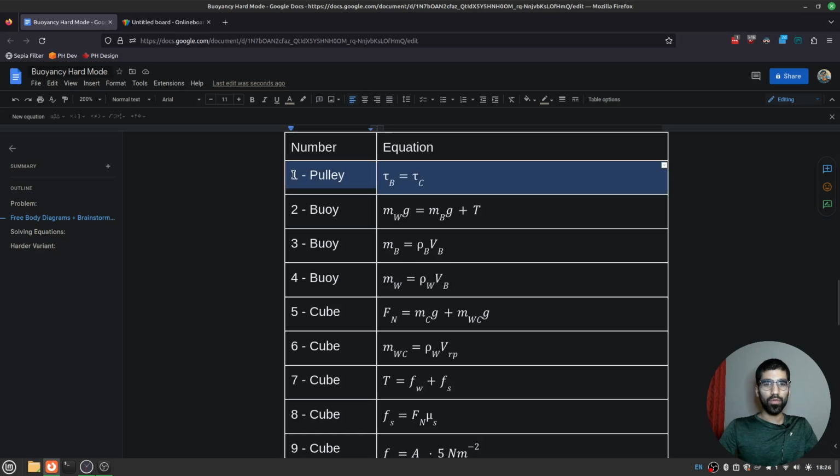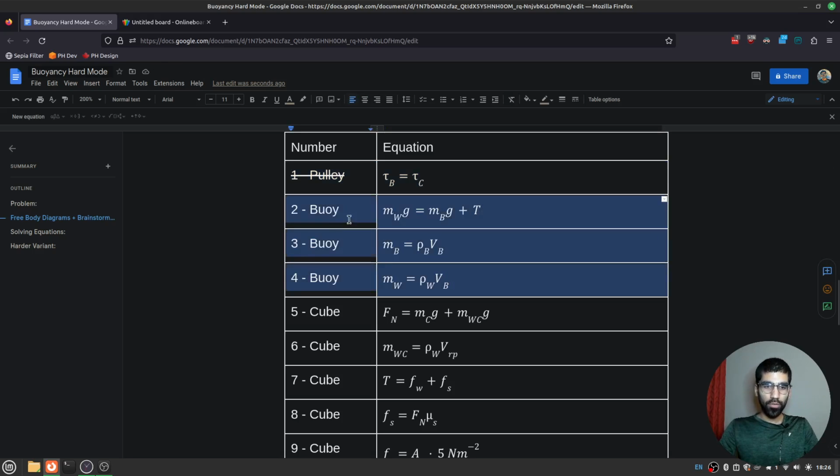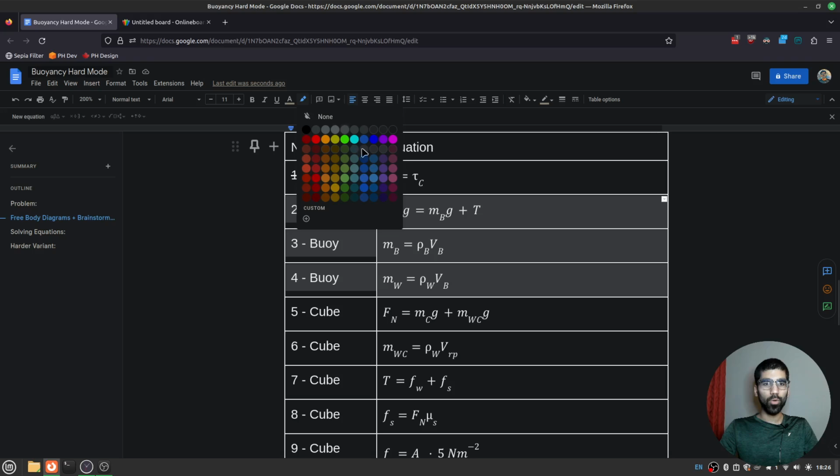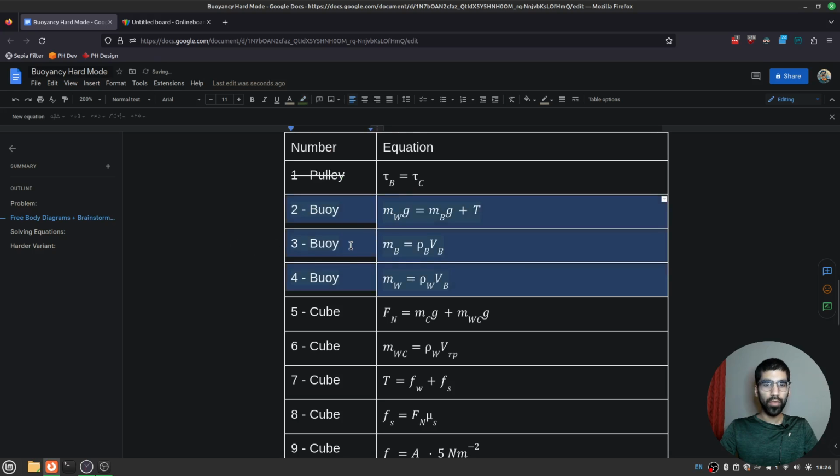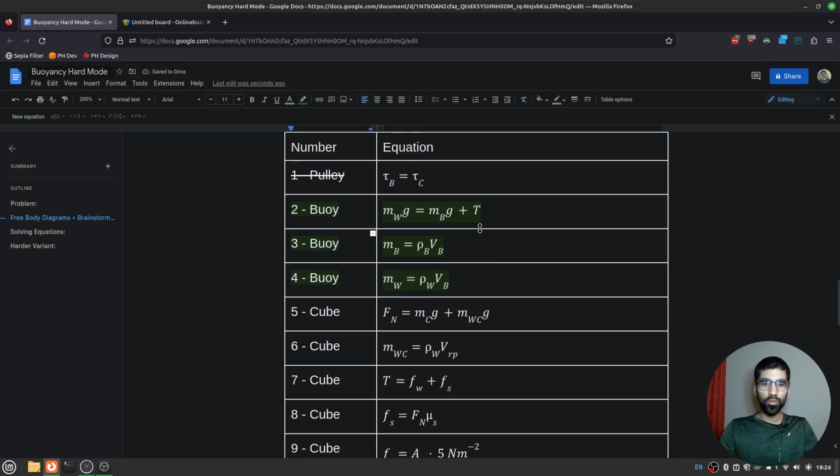First off, I already said we're going to ignore the pulley. It's not moving, nothing's happening, force is equal, so just never mind this. I will cross it out. Next, let's focus on this chunk of equations for the buoy. So I will highlight these for now to indicate that we're focusing on them.